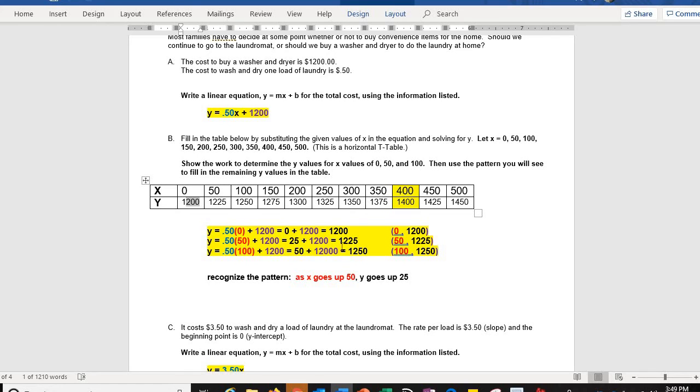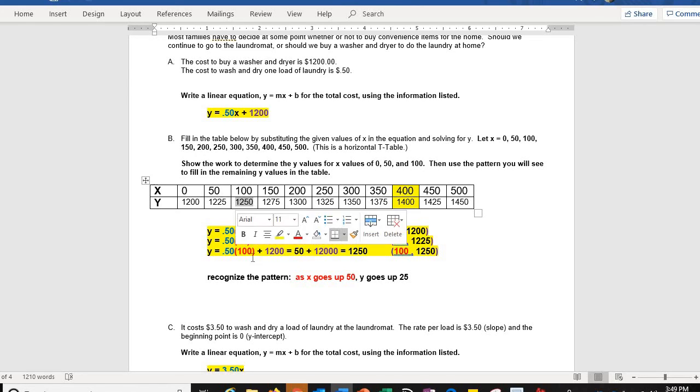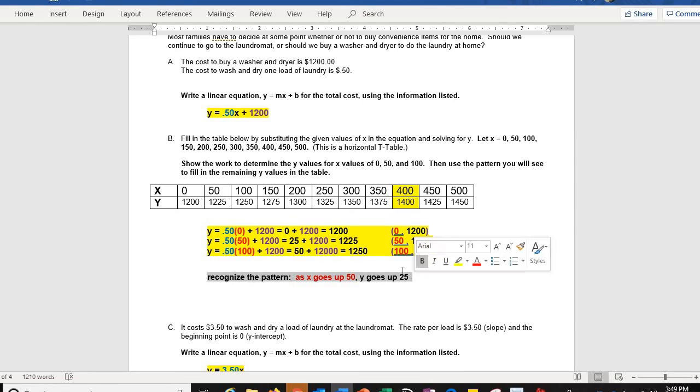Did the same thing for 50. I got 50, 1225. I put that in. Did the same thing for 100. Got 100, 1250. Put that in. And so I stopped and looked at those 3 and I said, I see my pattern. Every time I go up 50 on X, my Y goes up 25. So now I just fill in the rest of it following that pattern. I added 25 to get 1275, another 25 to get 1300, and so on.